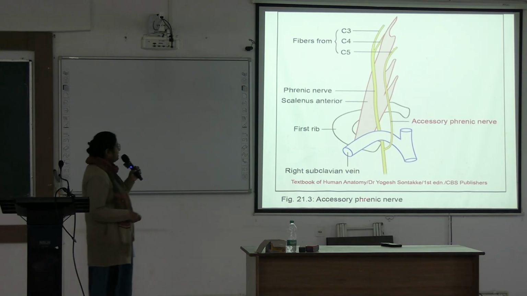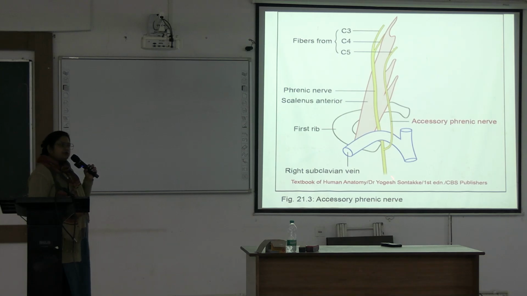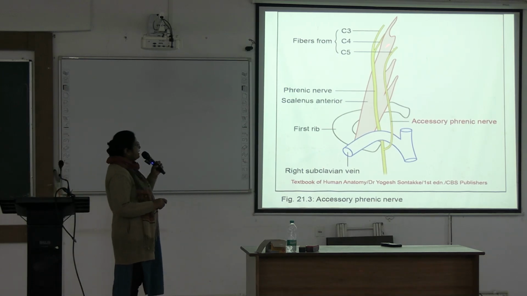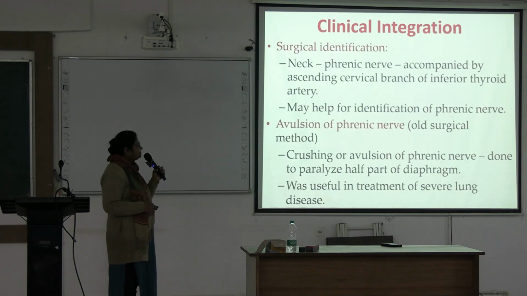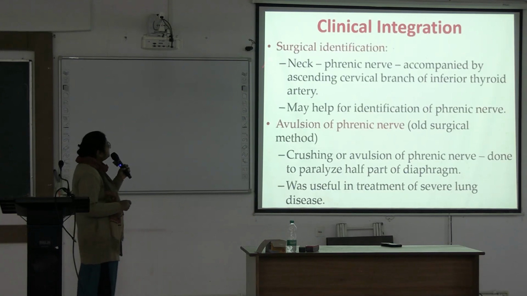This is the accessory phrenic nerve. Sometimes it is present. Here it is forming: the C3, C4, C5 root continues downward, joining with the C3, C4 root more below, below the subclavian vein. Then it is called accessory phrenic nerve. Okay. So there is some clinical integration.